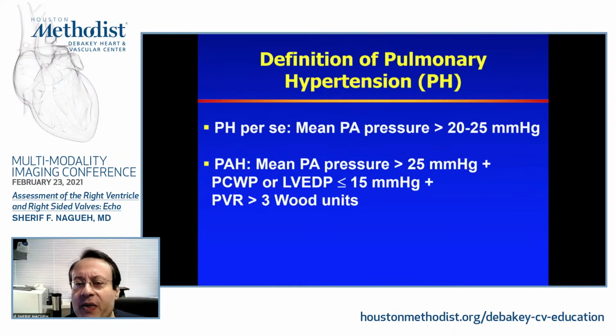So we talked about the RA, the RV, the size and the function, systolic and diastolic, albeit briefly. Let's talk about pulmonary hypertension. Pulmonary hypertension is defined based on mean PA pressure, not PA systolic pressure. Initially, it was 25. More recently, the upper limit of normal is 20 millimeters mercury.